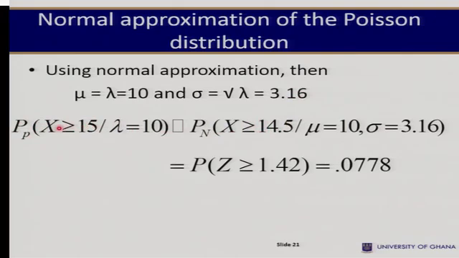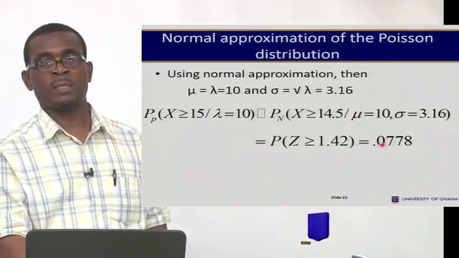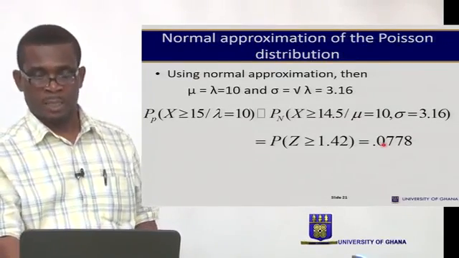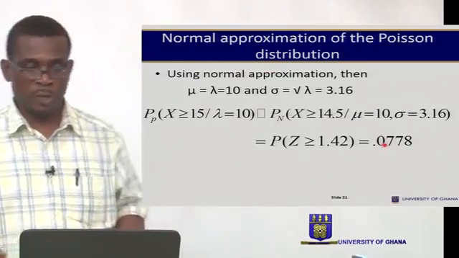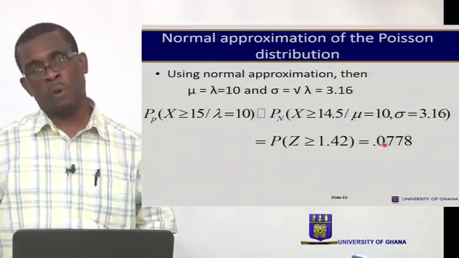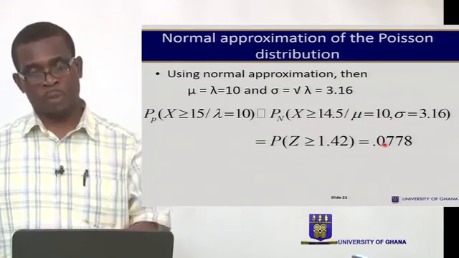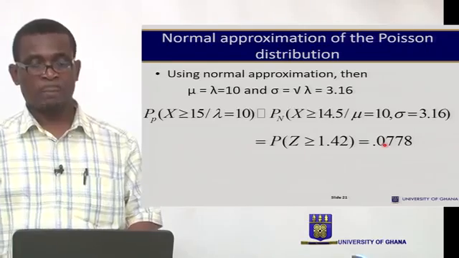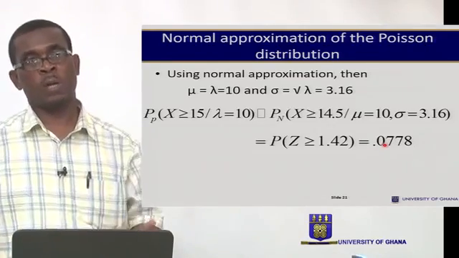Since we are saying that greater than or equal to 15 means 15 is inclusive, we must subtract 0.5 from 15. So it is probability of x is greater than or equal to 14.5. And when you calculate that, you get 0.0778, which is also close, the same or approximate. It's 0.08 in both cases. So this is how you can use the normal to approximate the Poisson as well.